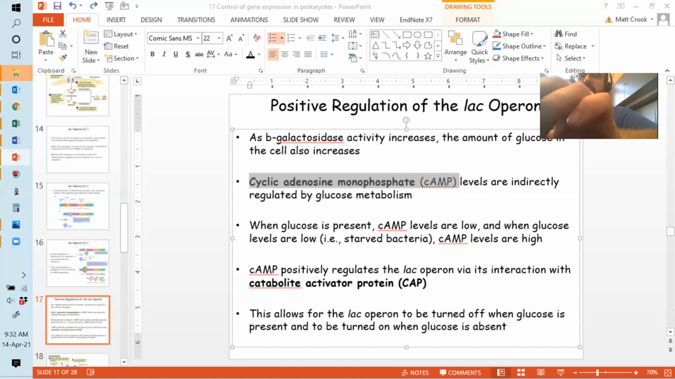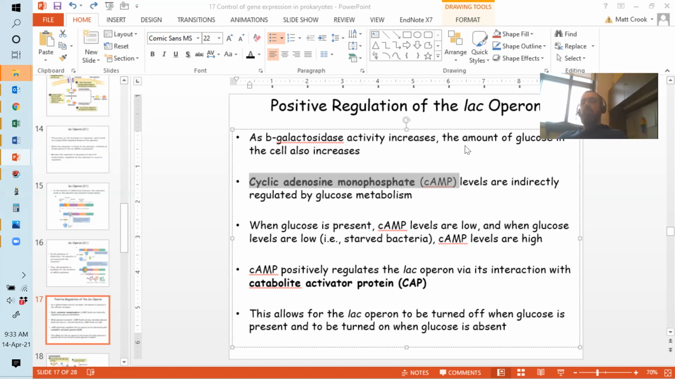So basically when glucose concentration is high, cAMP levels are low. When glucose levels are low, cAMP levels are high. And it's a teeter-totter, basically, right? Glucose and cyclic AMP kind of do this. And so really you're not detecting glucose levels, you're detecting their effect on cyclic AMP levels, right? And that's what bacteria do to control the lac operon.